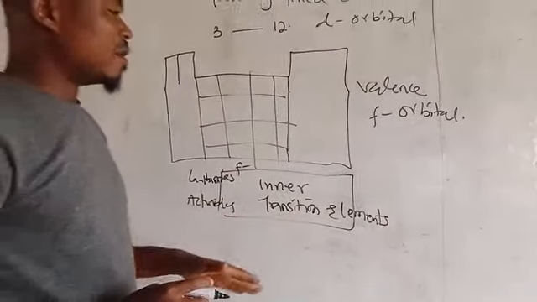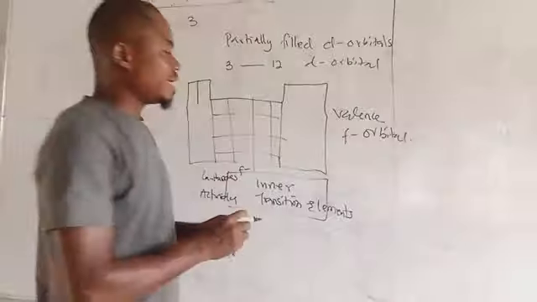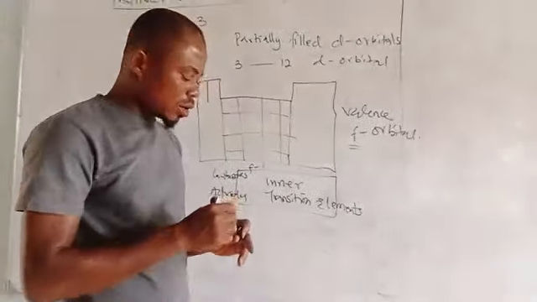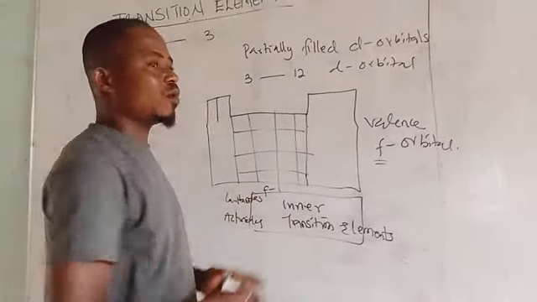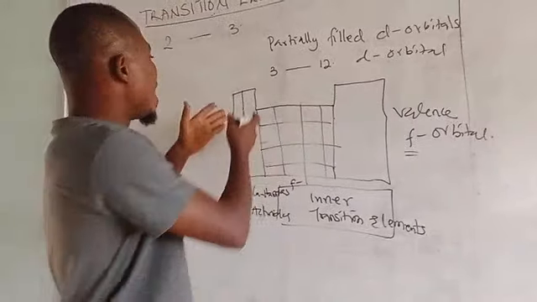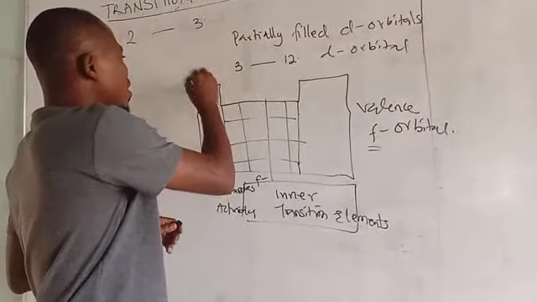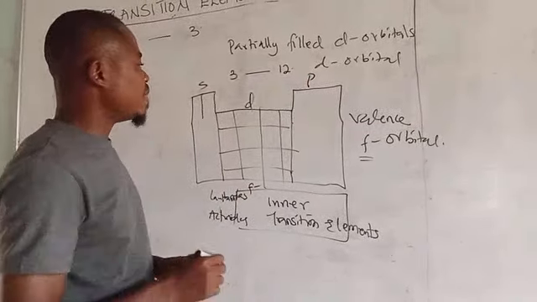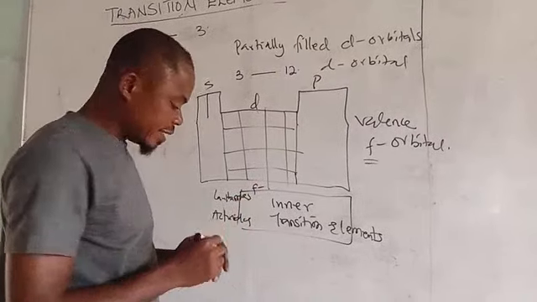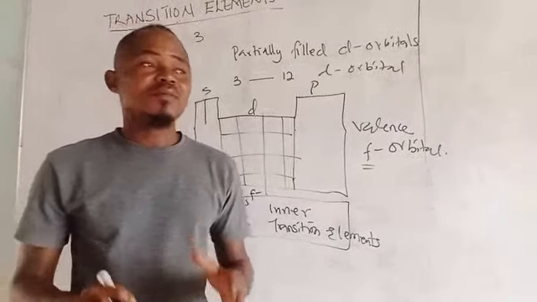They are inner transition elements because their valence shell exists in the F block of the periodic table, in the F orbital. They make up the F block of the what? Periodic table. So while the metals make up the S block, the non-metals make up the P block, the transition elements make up what? The D block, while the lanthanides and the actinides make up what?